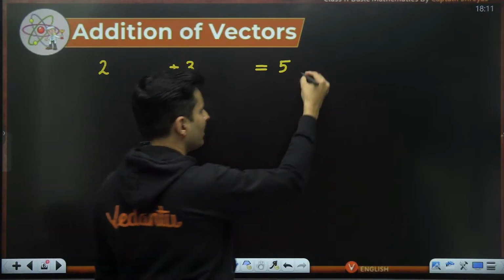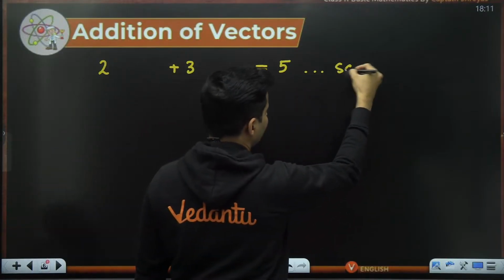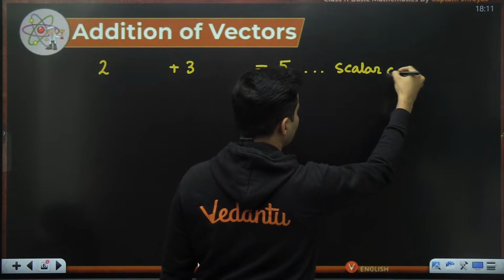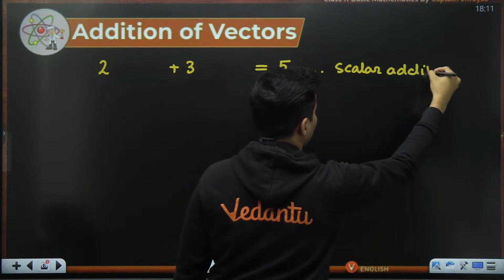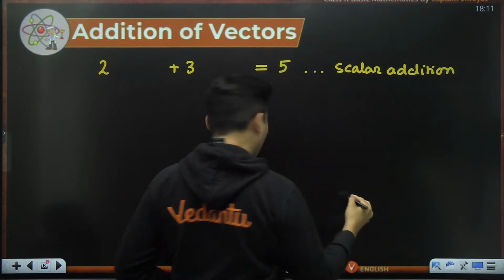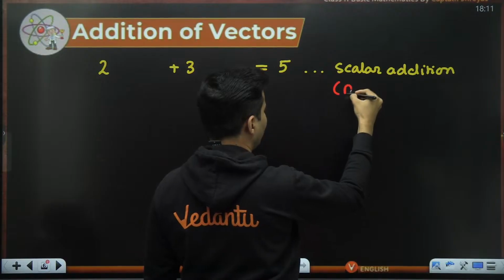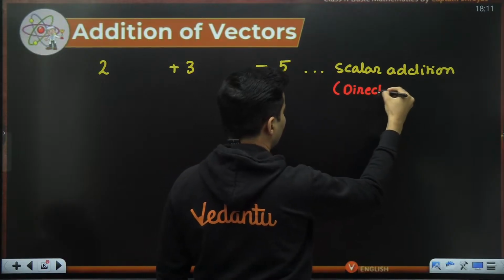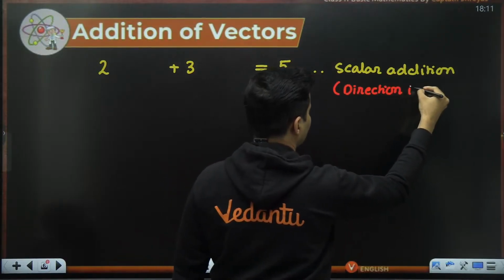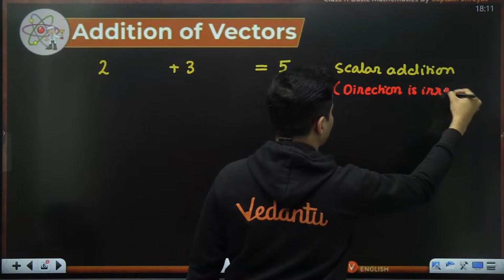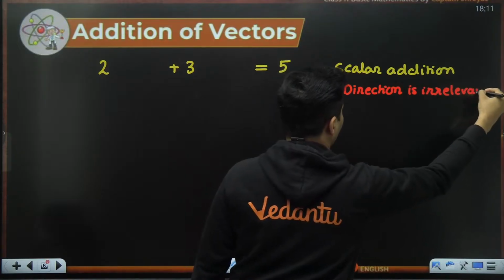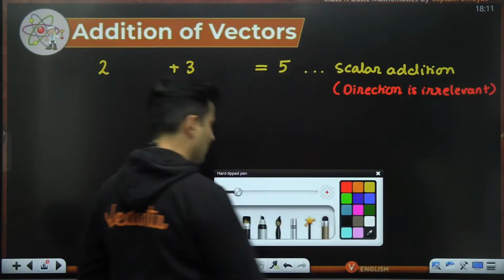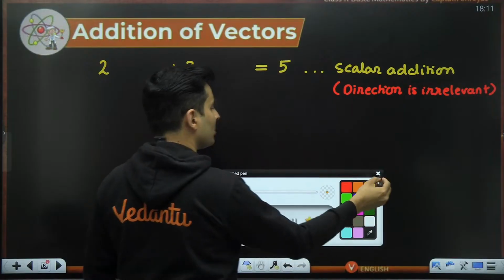This kind of addition is basically your scalar addition. This is nothing but your scalar addition where direction is irrelevant, and there is no meaning of direction in these situations. Direction is irrelevant. Okay, it is not important, it does not have any meaning in such situations.